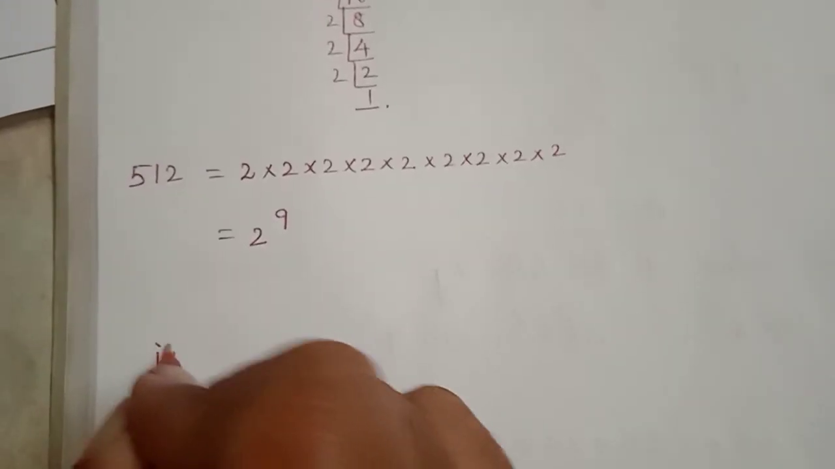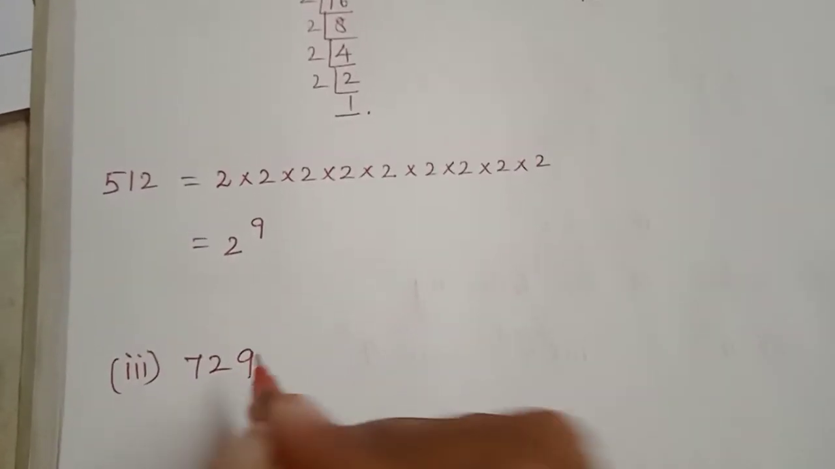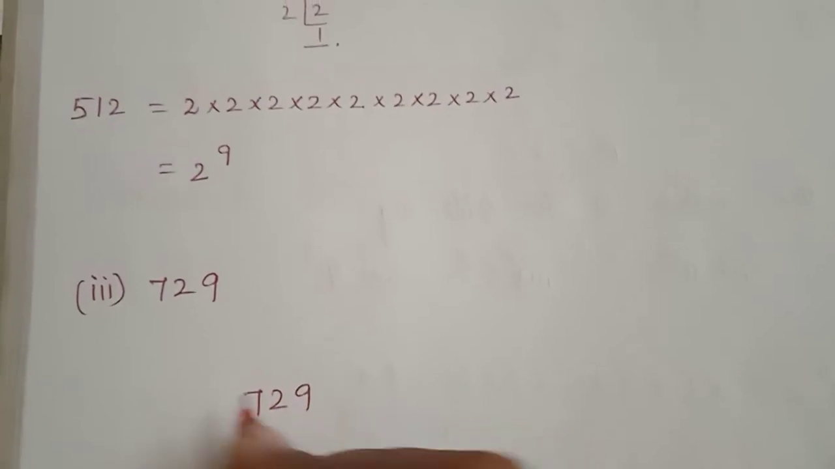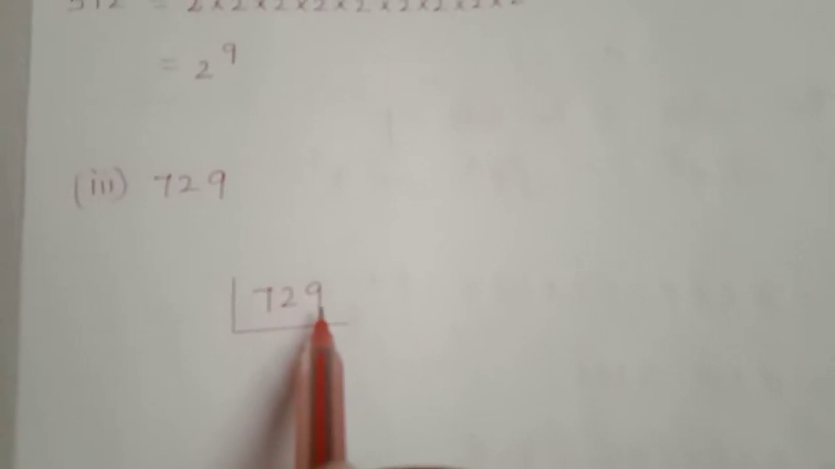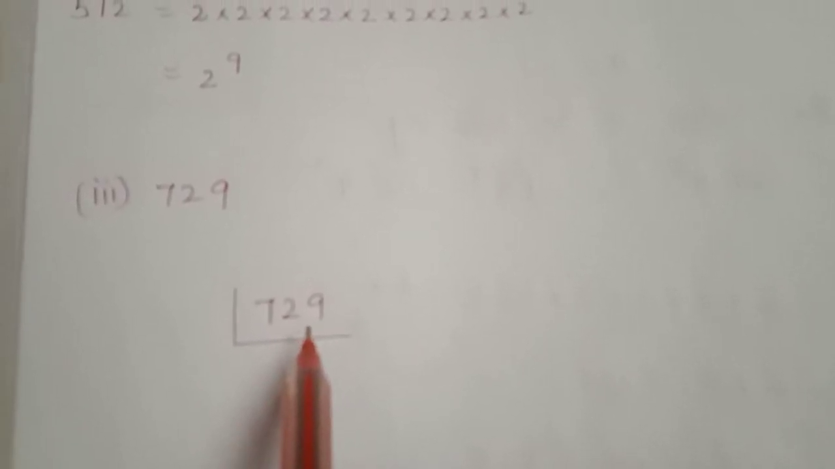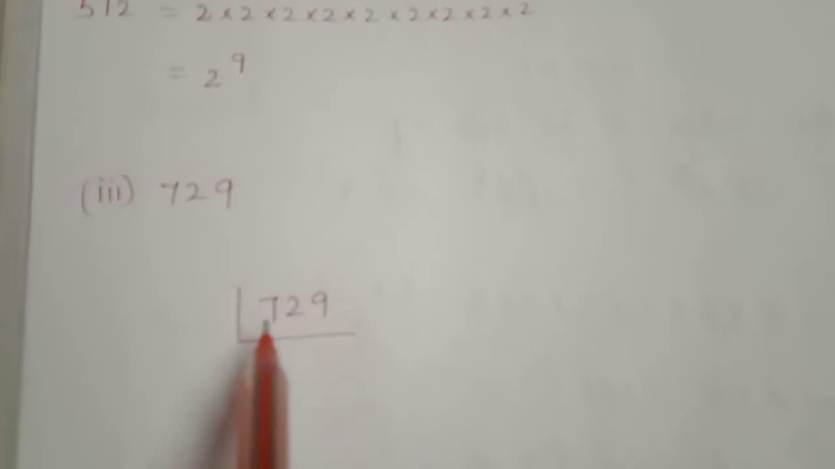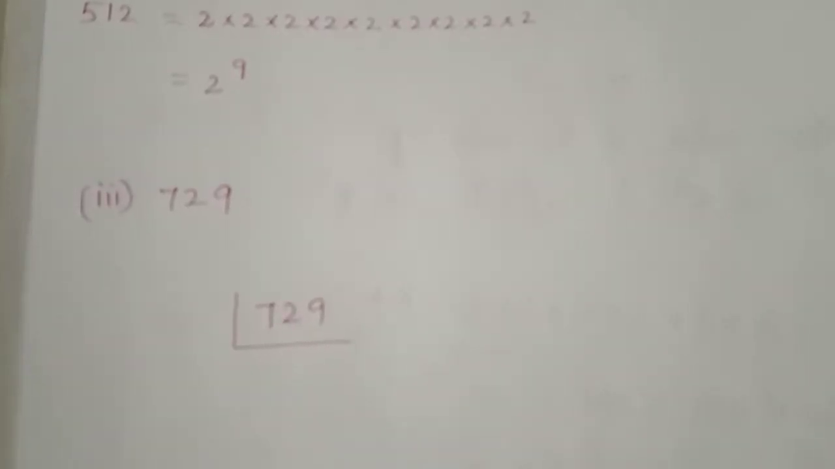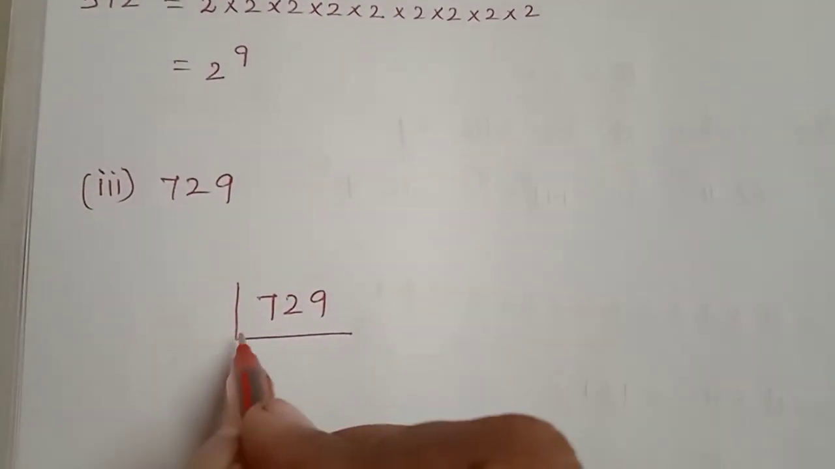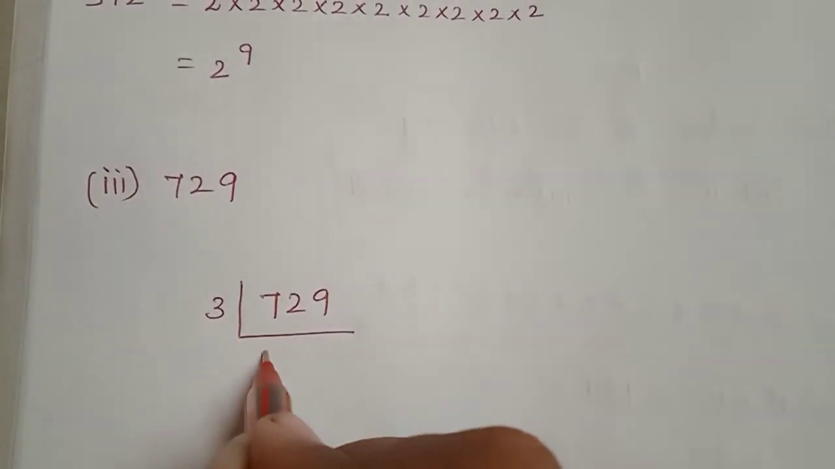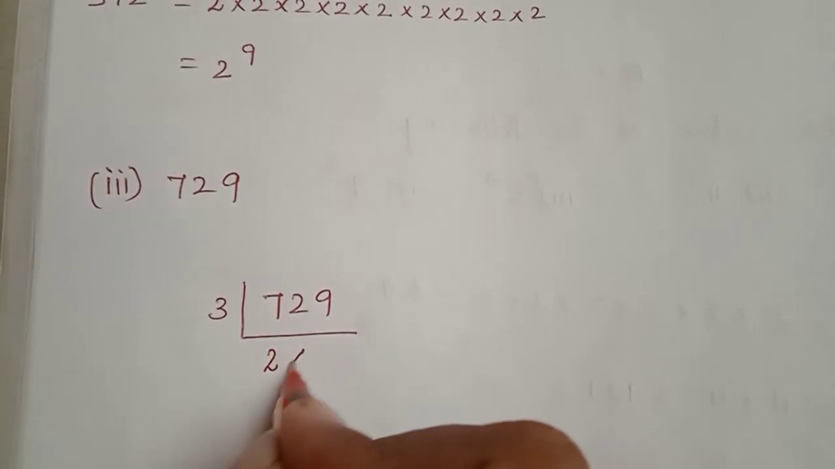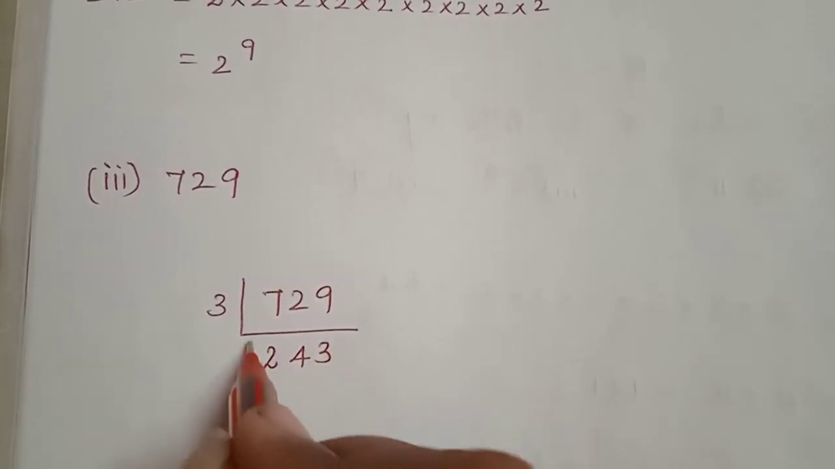Then we have 729, the third one. We check whether it is divisible by 3 or not. Just add the digits: 7 plus 2 is 9, 9 plus 9 is 18. 18 is divisible by 3, which means the whole number 729 can be divided by 3. So we'll divide it by 3. In 7 we have 2 times of 3, remaining 1, 4 times. And in 9 we have 3 times.